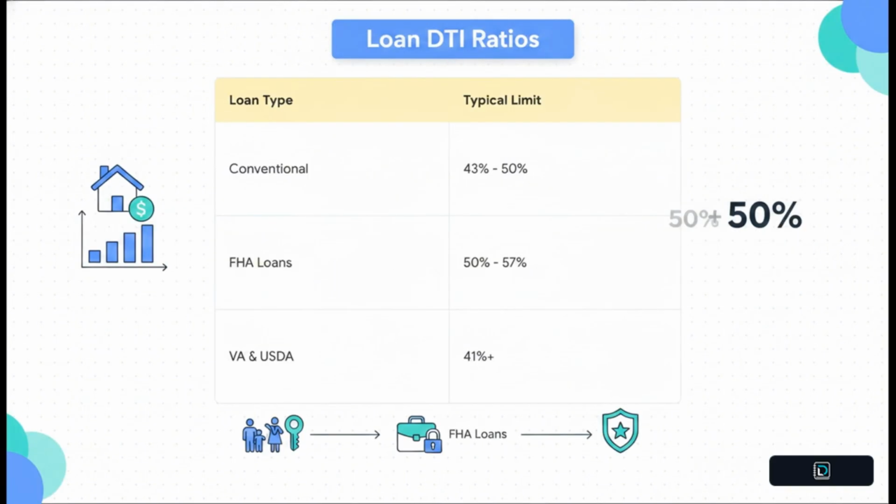Let's see how the different loan types actually stack up today. There is a surprising amount of flexibility out there. Conventional loans usually cap out around 43%, but they can actually stretch to 50% if you've got a stellar credit score or a lot of cash in the bank. FHA loans, these are an absolute game changer for first-time buyers because they are incredibly lenient. They often allow DTI ratios of 50% and get this, sometimes even up to 57%. VA and USDA loans usually aim for 41%, but again, they can go higher if the rest of your financial profile is looking really solid.